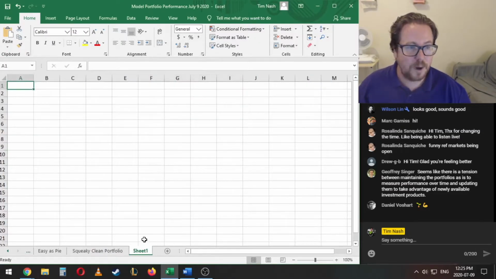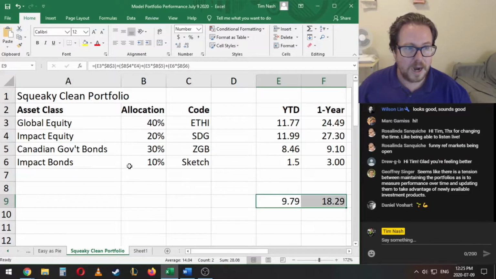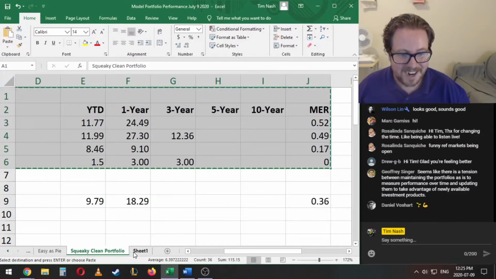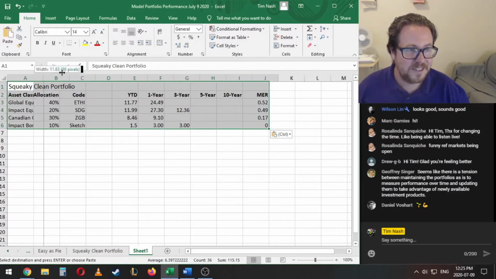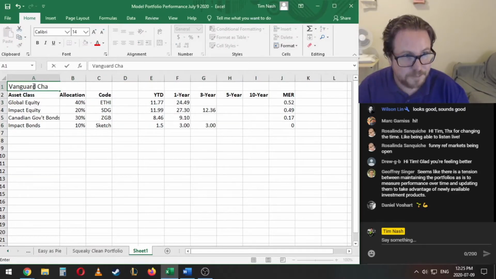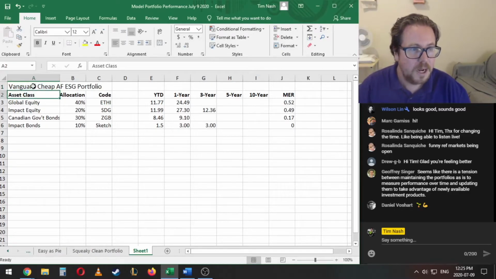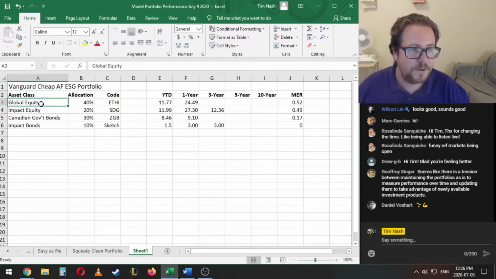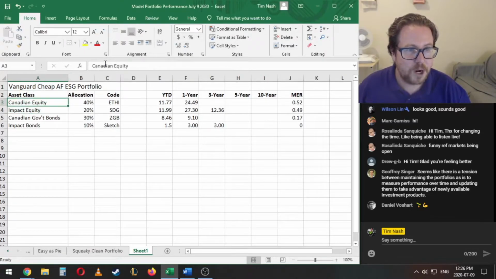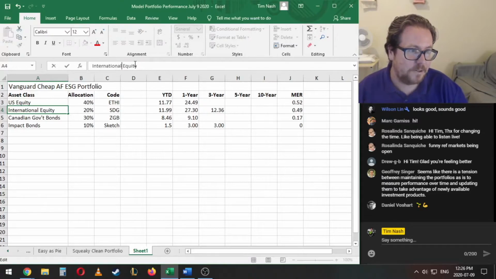Now, when it comes to why I don't just do my Vanguard cheap as fuck ESG, I can just show you how I do this. This is going to be the Vanguard cheap as fuck ESG portfolio. Basically, we've got Canadian equity, we've got US equity, and then what's called international, which is the rest of the world minus US equity.